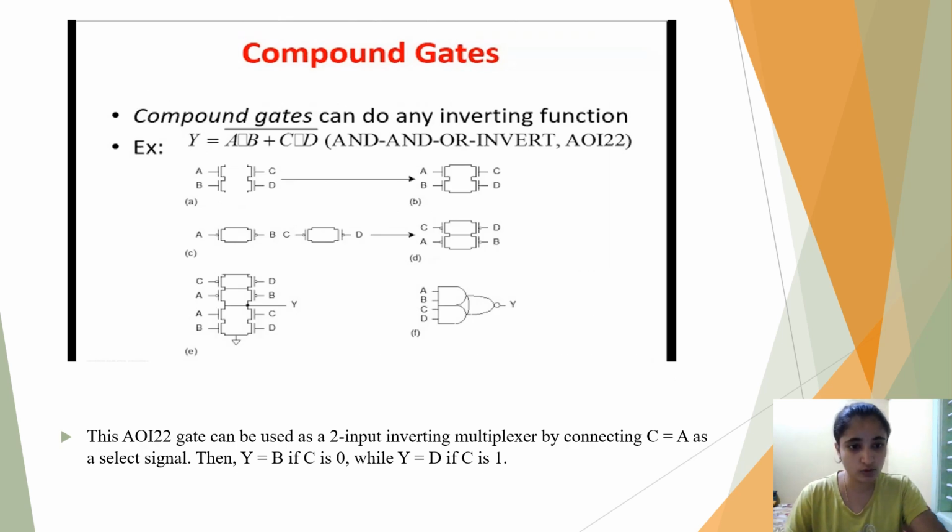This AOI22 gate can be used as a two input inverting multiplexer by connecting C equal to A as a select signal, then Y equals B if C equals 0, and Y equals D if C equals 1.